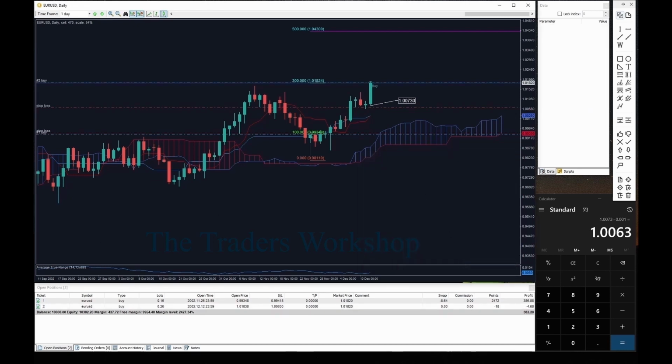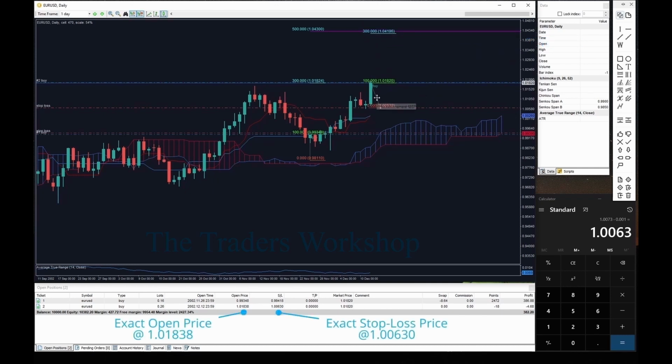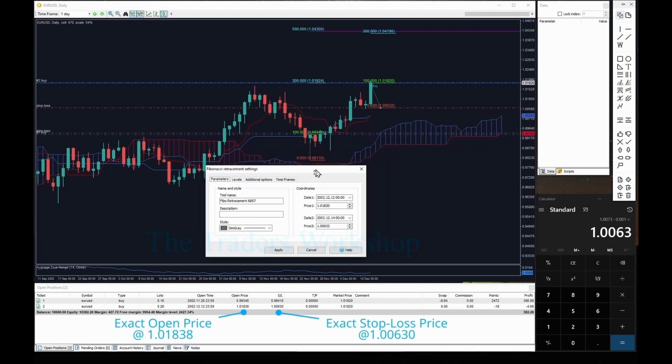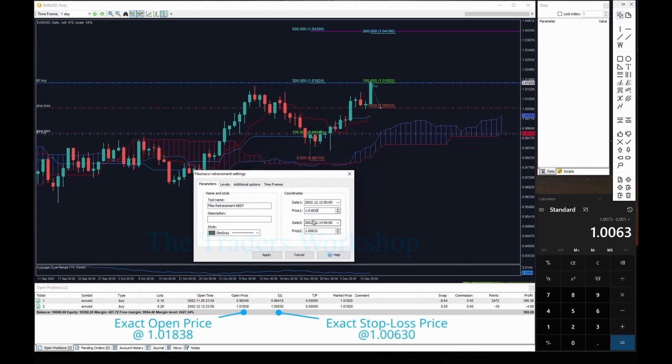And now that we're on this trade, and the risk is on, shift your mindset from the technical analyst perspective to the risk manager perspective. And next step, plotting our Fibonacci retracement tool to project our profit-taking scenario. And we want to be as objective as possible, so let's edit the tool at the exact price of our open price and stop-loss price. Our open price is 1.01838. And our stop-loss price is 1.00630.